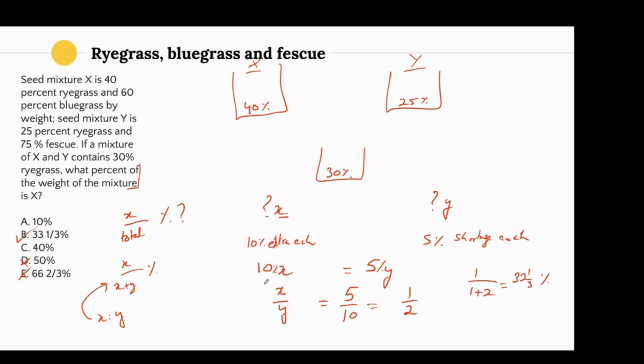This ratio that we figured out here is essentially the ratio between the differences. The difference between 40 and 30 is 10. The difference between 30 and 25 is 5. So that 10 and 5, that's the ratio between x and y. This component here will be 5 parts. This component here will be 10 parts. Because 5 into 10 needs to be equal to 10 into 5. B is the answer here.